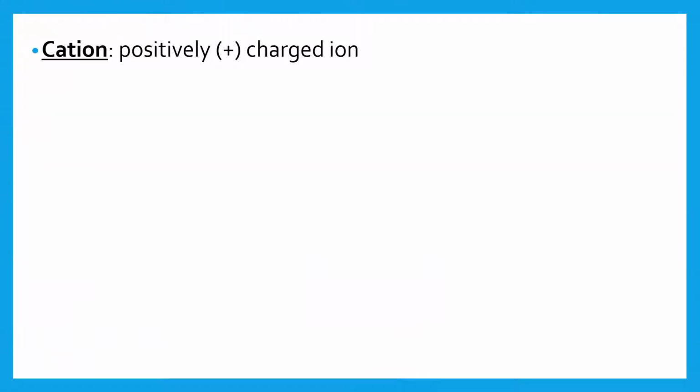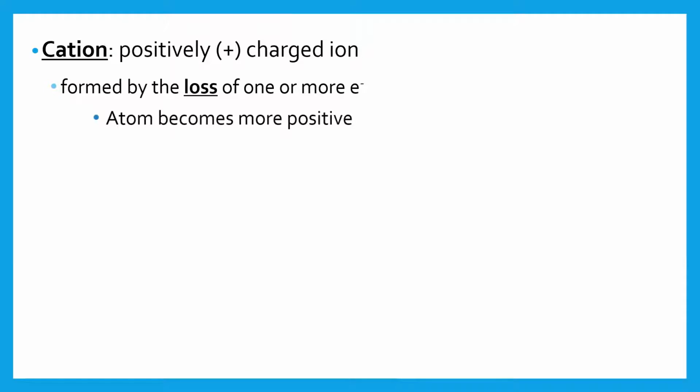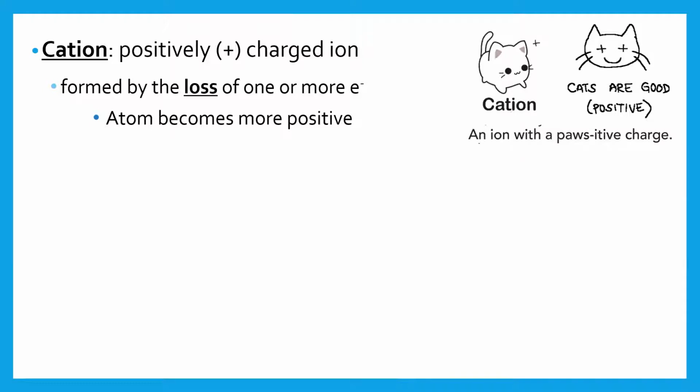There are two types of ions. You can first have a cation, which has a positive charge. You have to remember that electrons are negative. So a cation is formed by losing one or more electrons. If you lose an electron, you lose negativity. Therefore, the atom becomes more positive, forming the positive ion. And the way I make students remember this is to think of cats as positive, like paws on a cat. I know it sounds crazy, but you'll probably remember it.